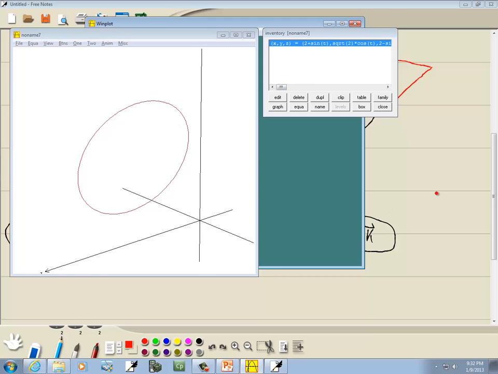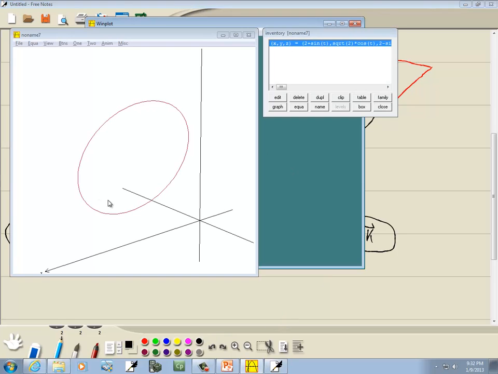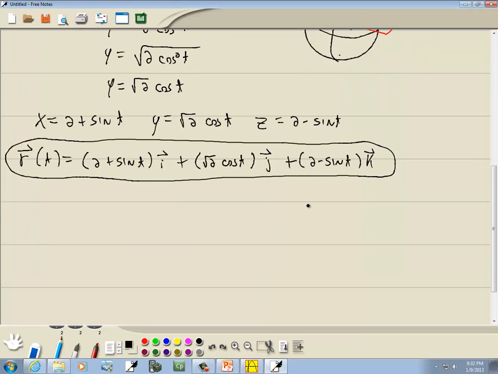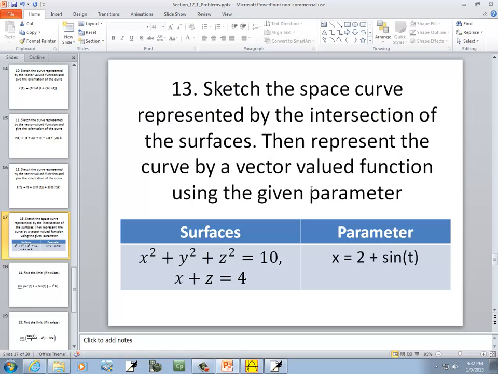Like I say, ignore this graph. It's much easier to imagine a sphere, and then you're cutting a sphere with a plane. Let's see, was that all they wanted on that problem? Okay, yeah.